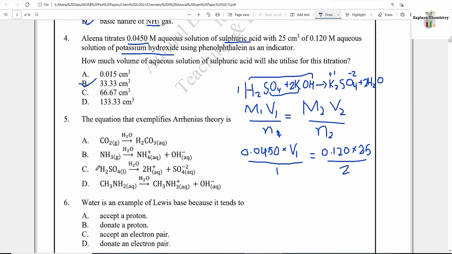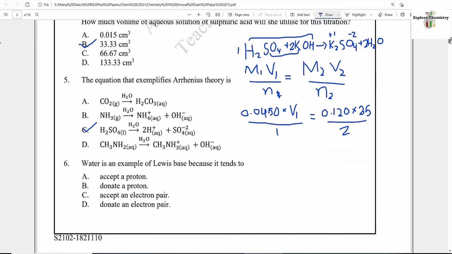Over here sulfuric acid is breaking into 2 hydrogen ions and a sulfate ion. Water is not involved in this reaction, so this is the correct answer. In option D also, if you see, NH2 is converting into NH3 by gaining a proton from water. So this one is also the Bronsted-Lowry concept. Only this will be the concept according to Arrhenius theory.